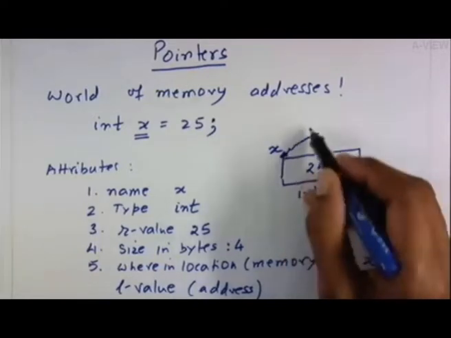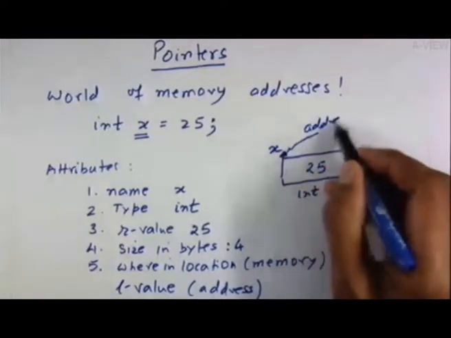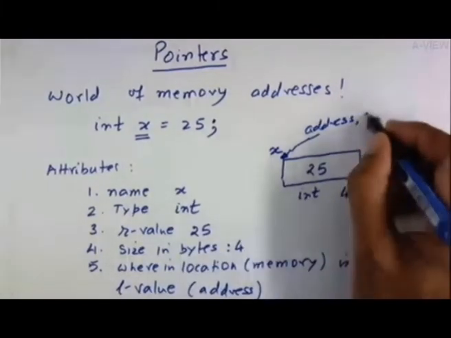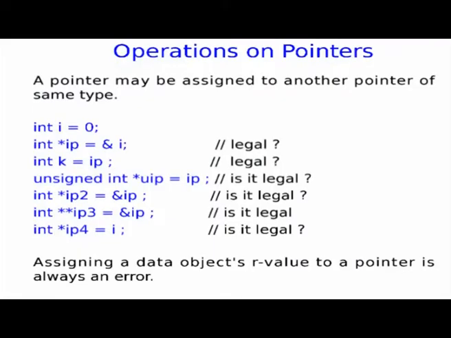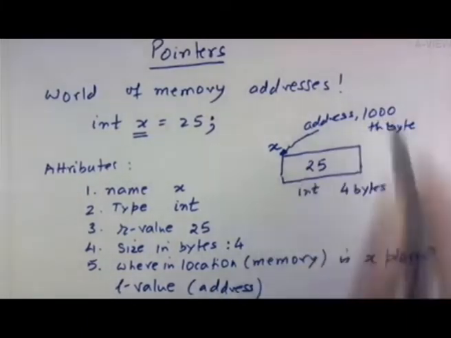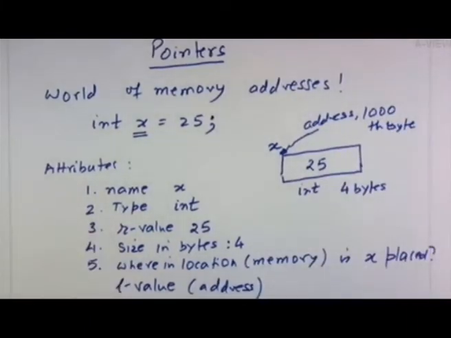So there is an address. Every memory is addressable by bytes. For simplicity, I'll assume it is stored at the 1000 byte. Assume in memory it is at the 1000 byte. Then its L value is basically 1000, and all the 5 attributes are now clear.